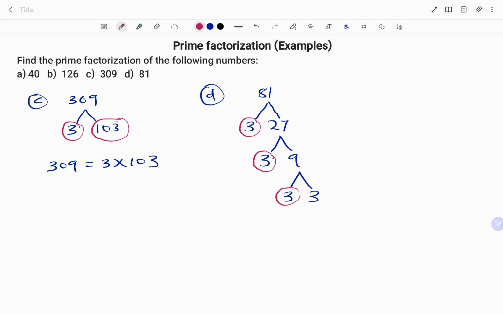I can circle my 3 because those are prime numbers. And writing down the prime factorization of 81, I'm going to have 3 times 3, that's 9, times 3, that's 27, times 3, 81.